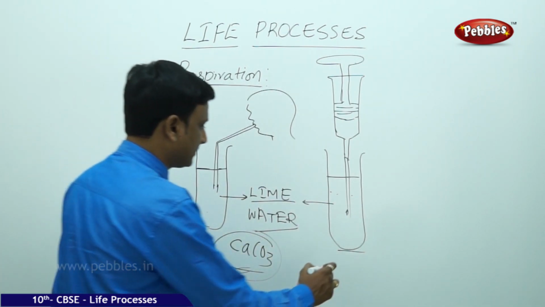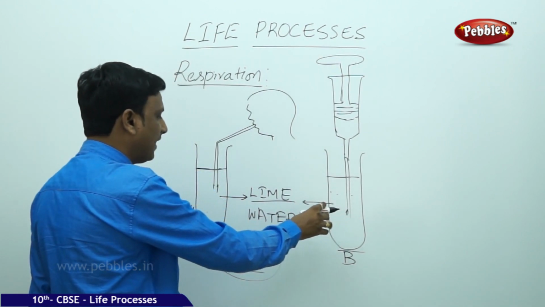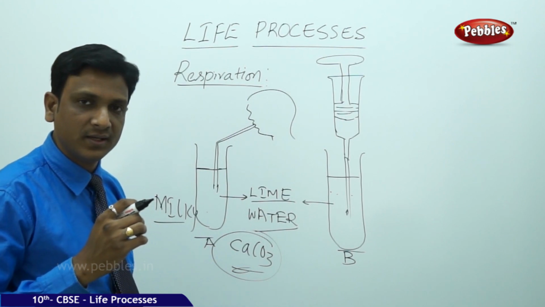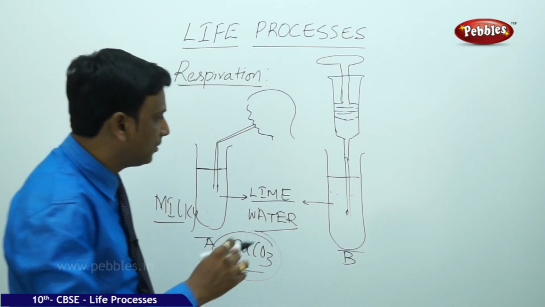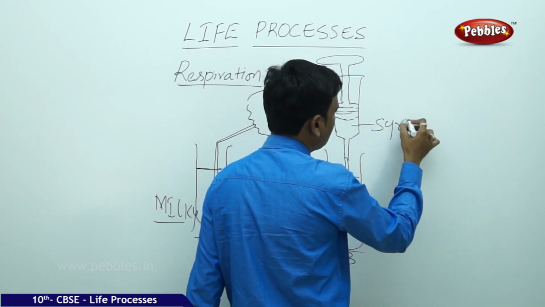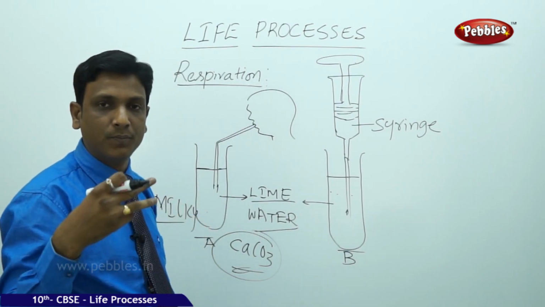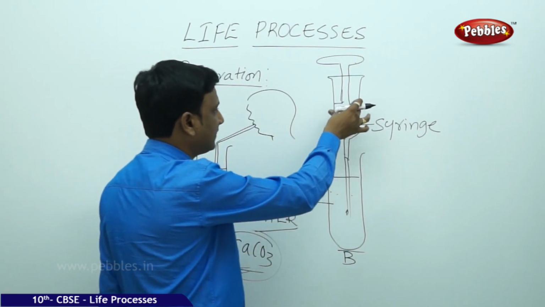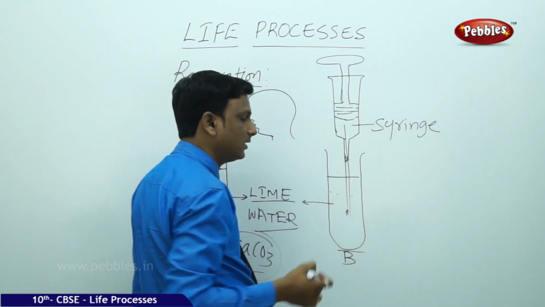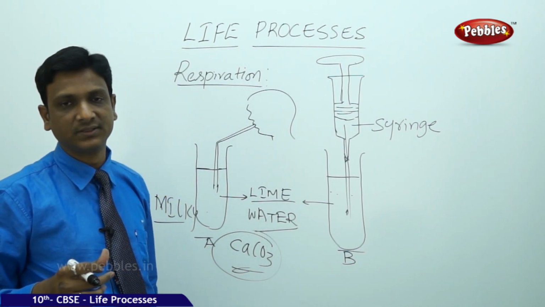Now let us look at the second one. Second test tube, label it as B. In this test tube also you have taken freshly prepared lime water. But here instead of blowing air, you are using a pichkari, a syringe, or something with which you can pump the air. Such a syringe you have taken and you are pumping the air into this water. You are just pumping the air which is present in the atmosphere.